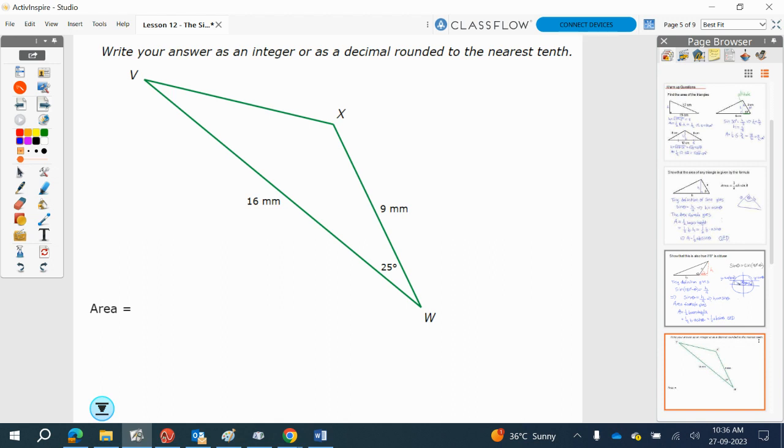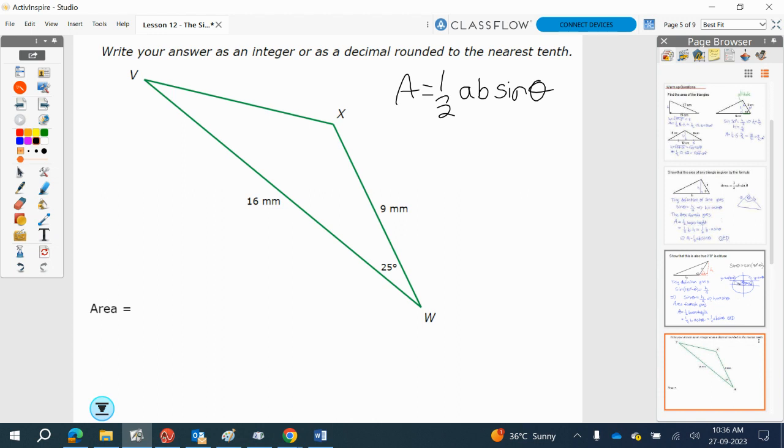So, have a go at using the formula now to calculate the area of this triangle. I'll write the formula up: half a b sine theta. Use your calculator.